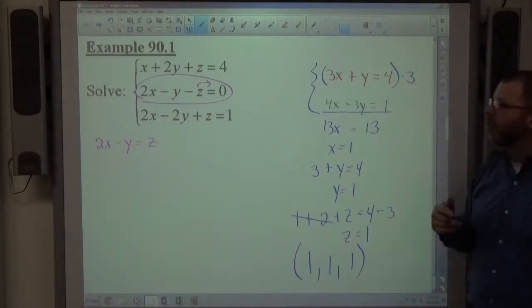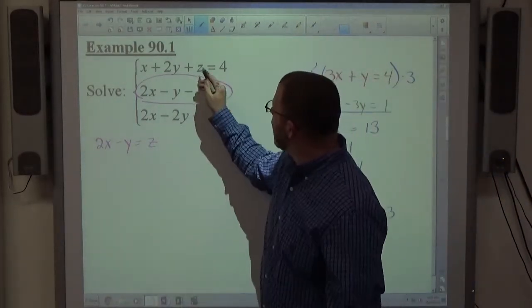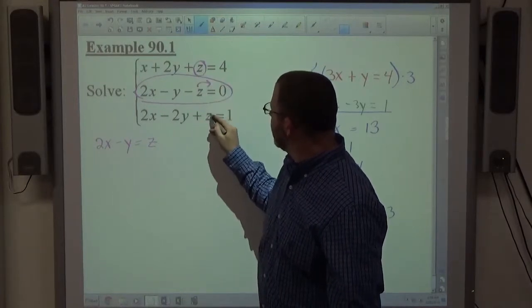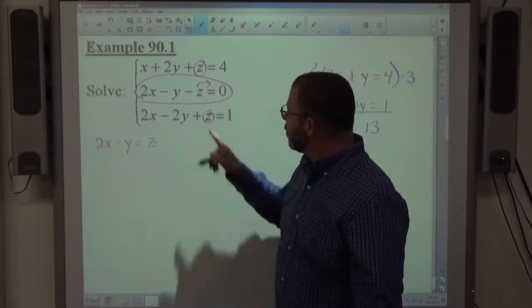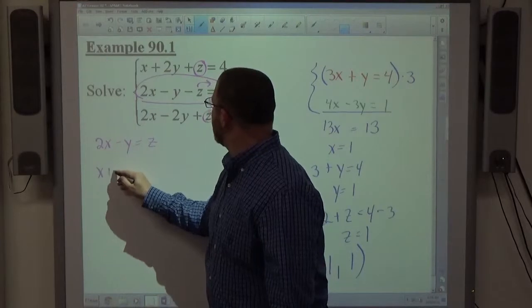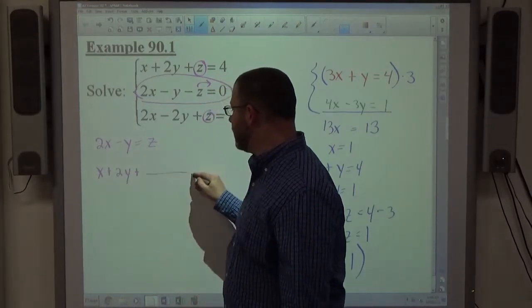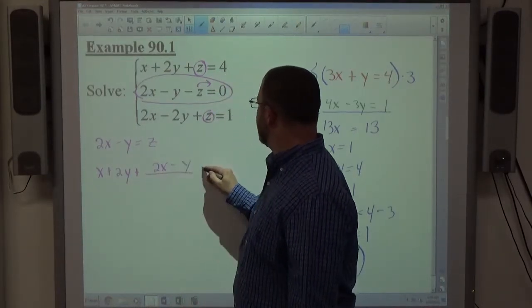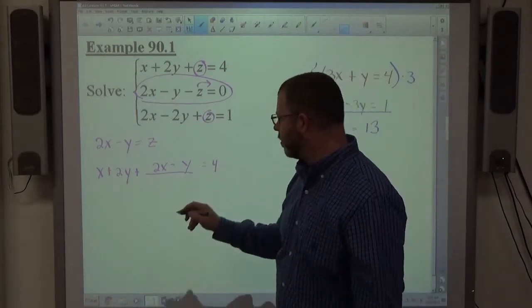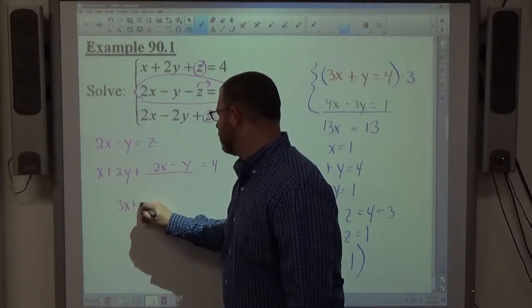If I do substitution and z is going to equal 2x minus y, I'm going to put 2x minus y here and here to account for that. So the top equation becomes x plus 2y plus z, which is 2x minus y, equals 4. Combined like terms, that gets me 3x plus y equals 4.